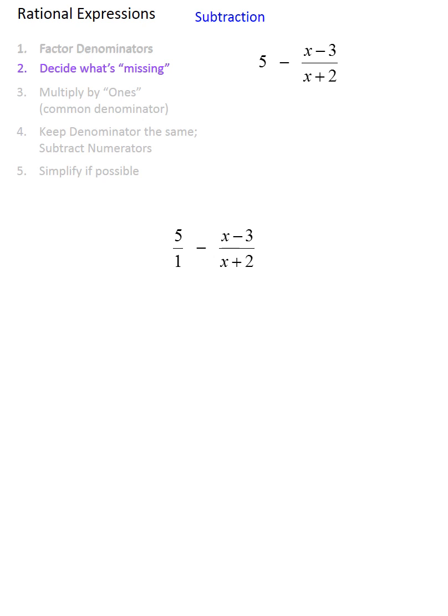On to step 2, which is a mental step where you decide what's missing. What's missing over here is an x plus 2.